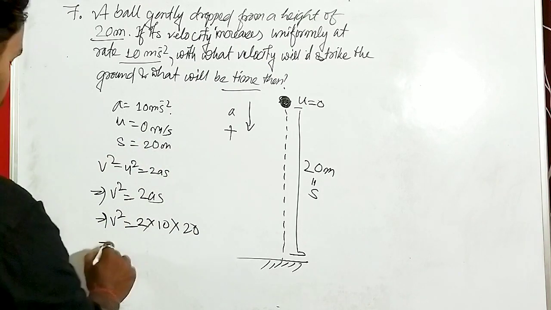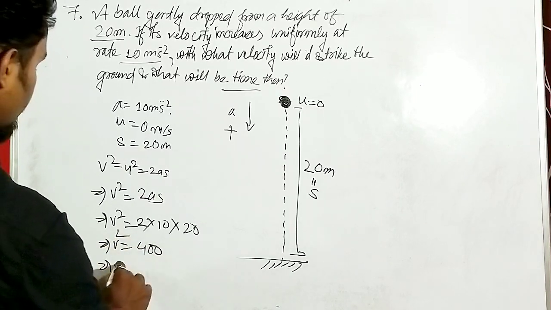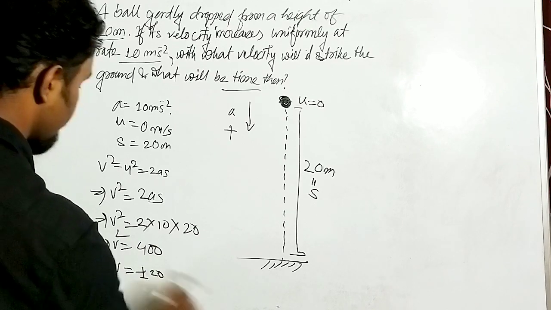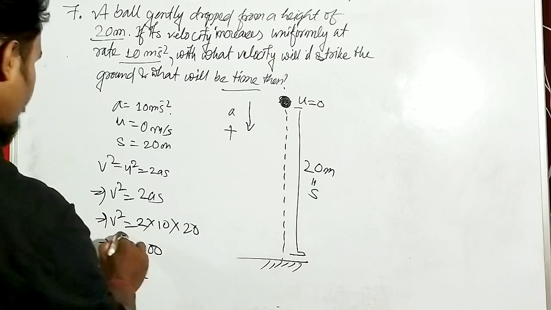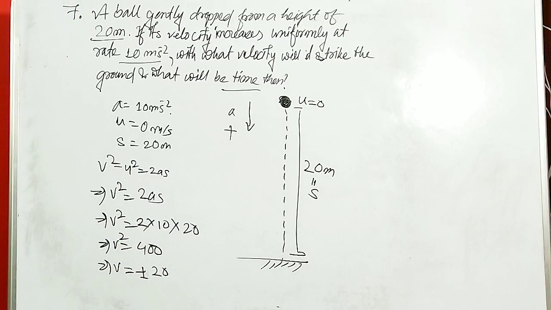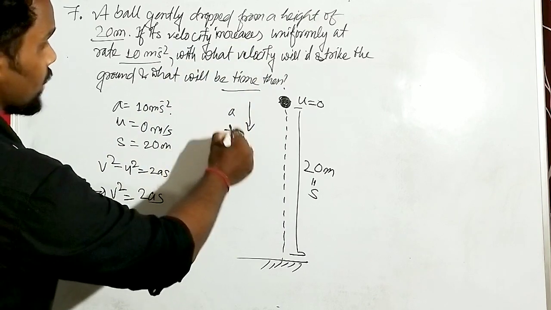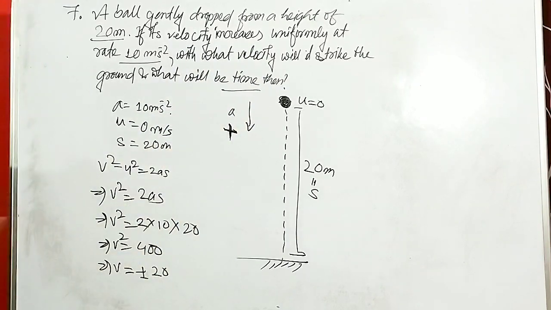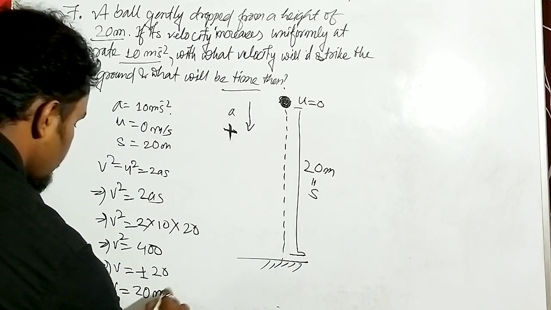So v square will be 400, and v will be plus or minus 20, right? Once there is a square term for the unknown value, it will have two probable values, plus 20 and minus 20. Now the signs come in here. I have told you that I have considered the downward direction, so all quantities have to be positive. So we can't consider the negative sign; we will only consider the positive sign. That means v will be 20 meter per second.